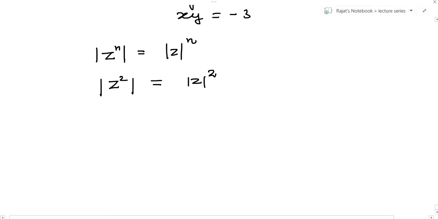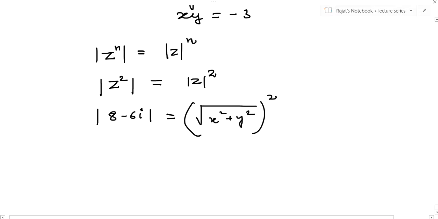Okay. Now mod of z square is nothing but mod of 8 minus 6i, because z square is 8 minus 6i. So mod of 8 minus 6i is equal to mod z square. z I have taken as x plus iy. So modulus of x plus iy will be nothing but under root of x square plus y square. This is mod z, and its square.